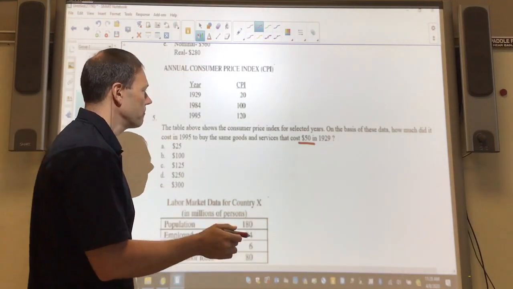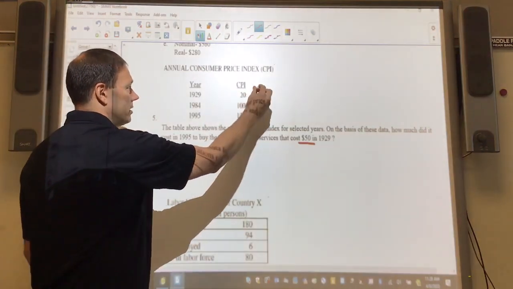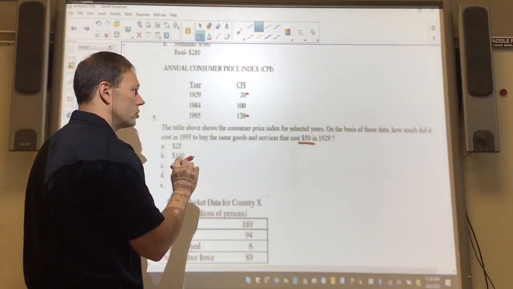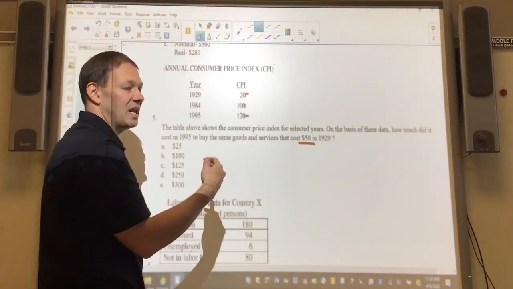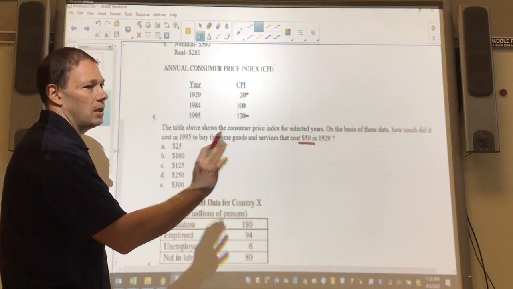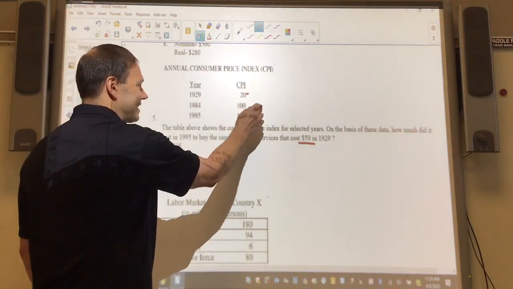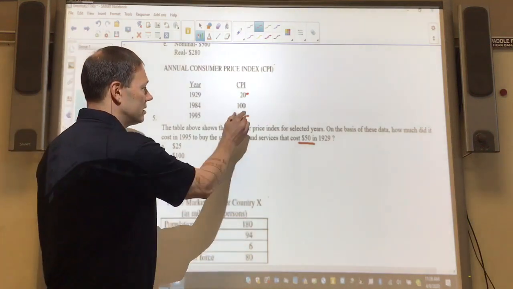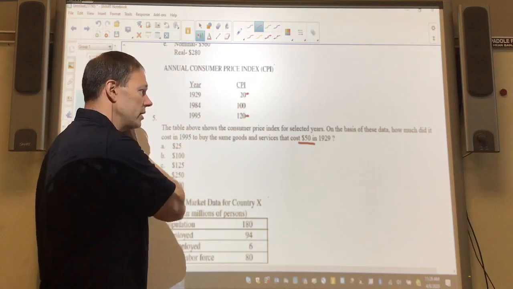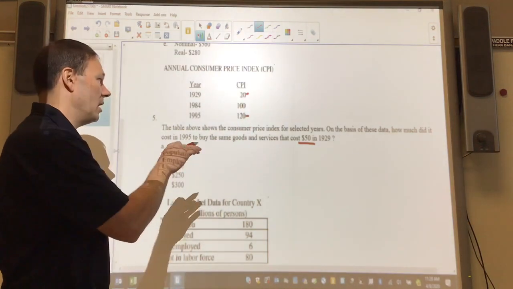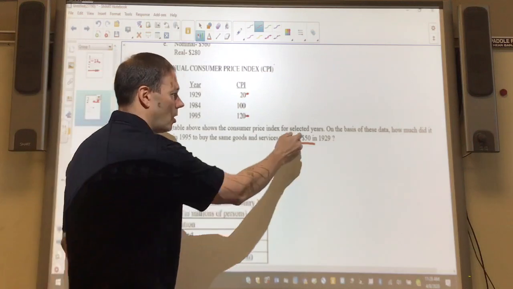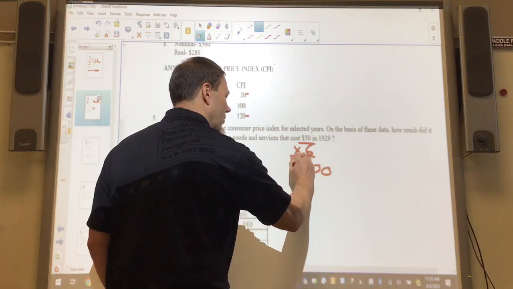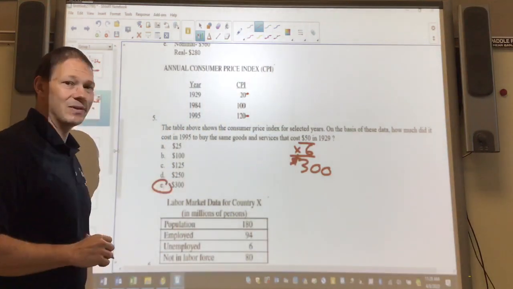Well, here's the way I look at this. If you notice, the market basket in 1929 was $20. In 1995, it's $120. So the same basket of goods, in theory, the basket does change and is updated, but in theory, the same basket of goods is 6 times more expensive. That's the simplest way that I look at this: the same basket of goods, 120 versus 20, so it is 6 times more expensive to buy something in 95 compared to 1929. So I'm just going to take my 50 and multiply it by that factor of 6, and that gets me to 300. So number 5 is E.